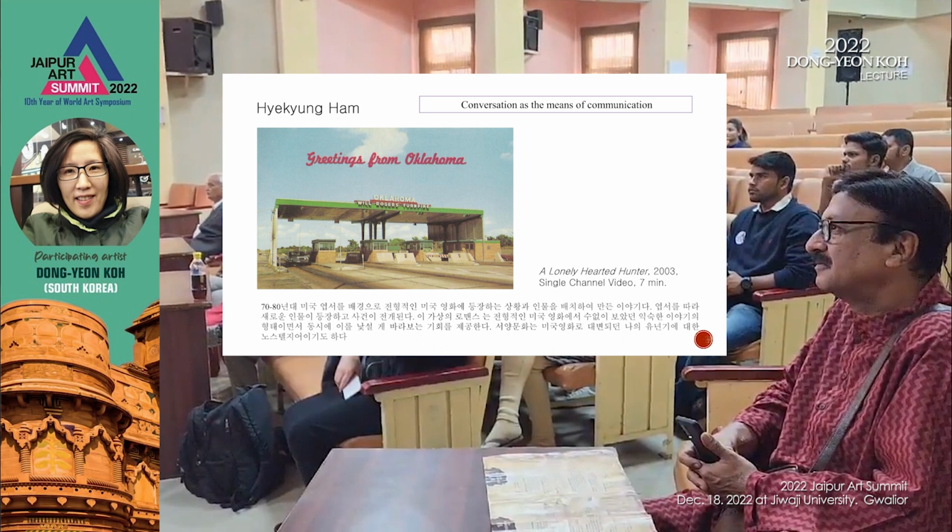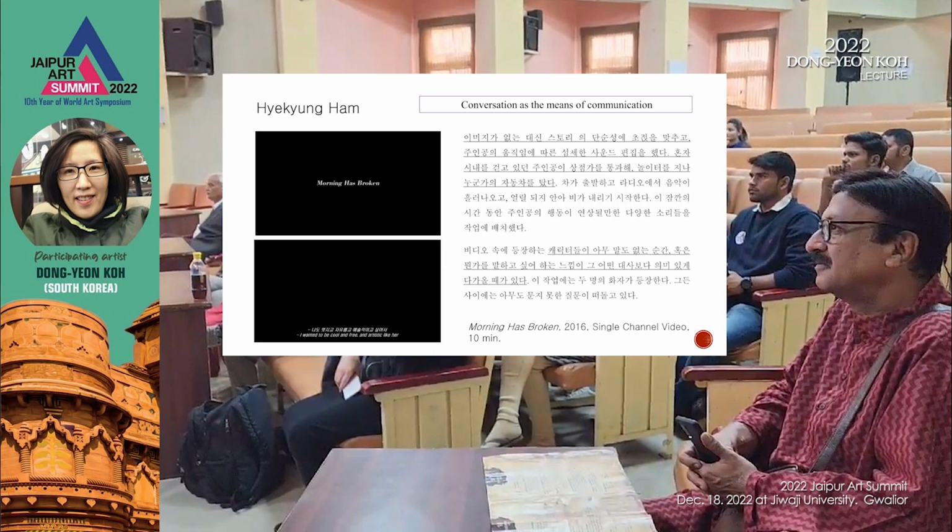So this is about a lonely-hearted hunter. She always identified herself as some lonely figure who was trapped in a home, but always looking for somewhere else. But she also got a lot of information from the postcards, the magazine, as well as internet. Next page.